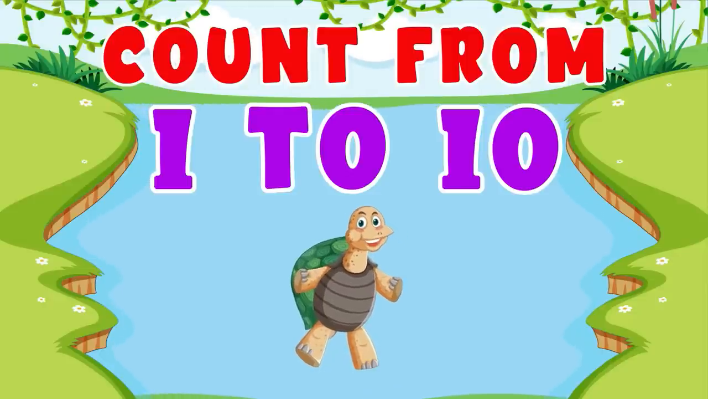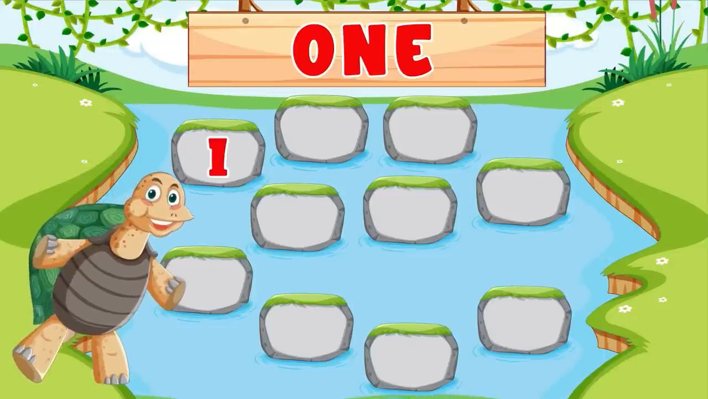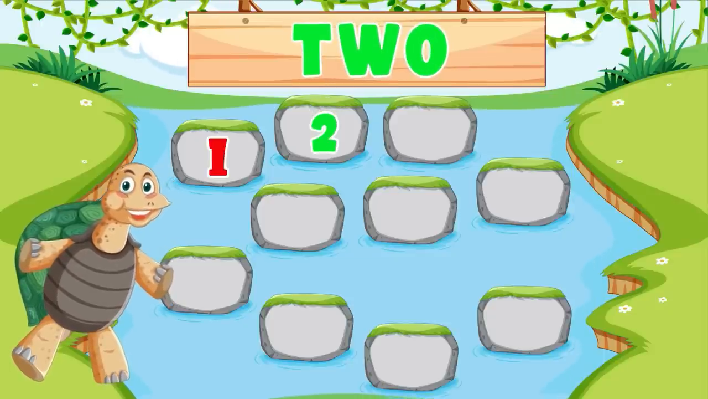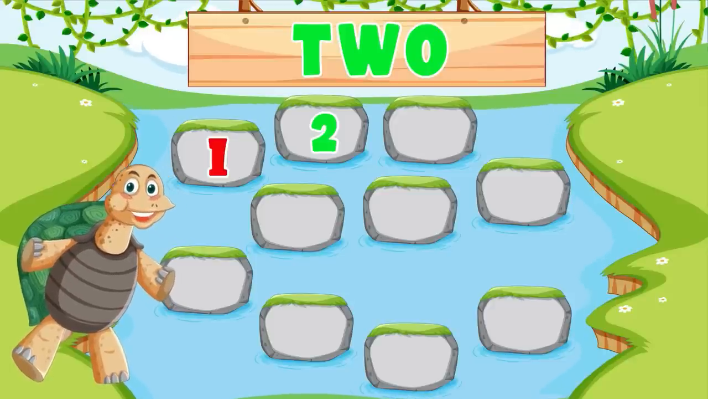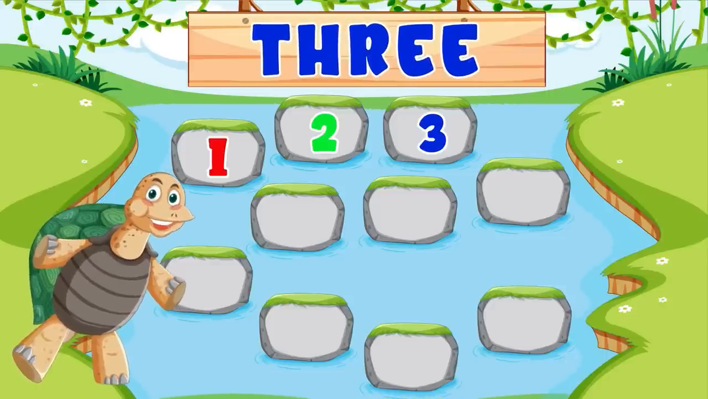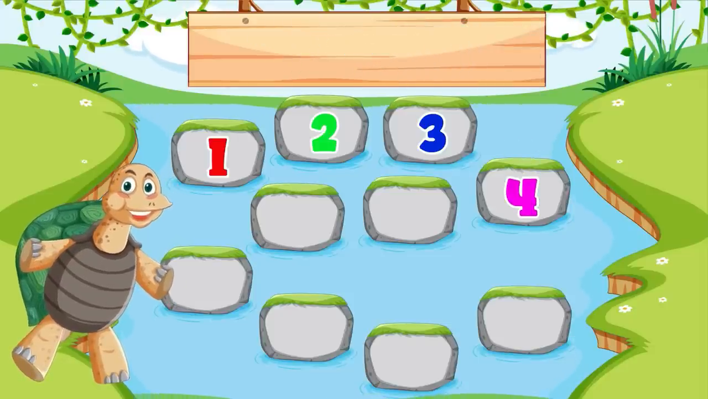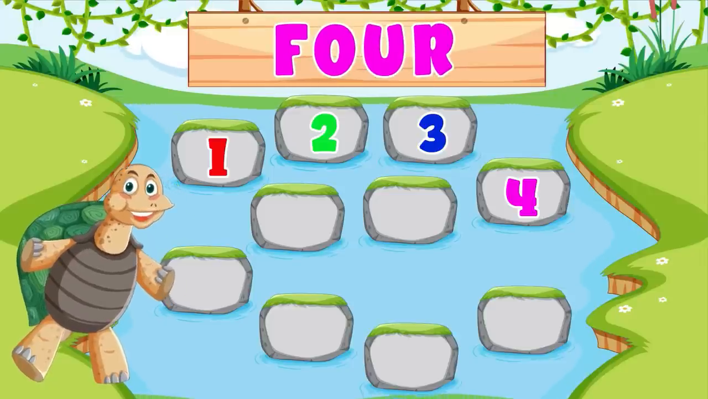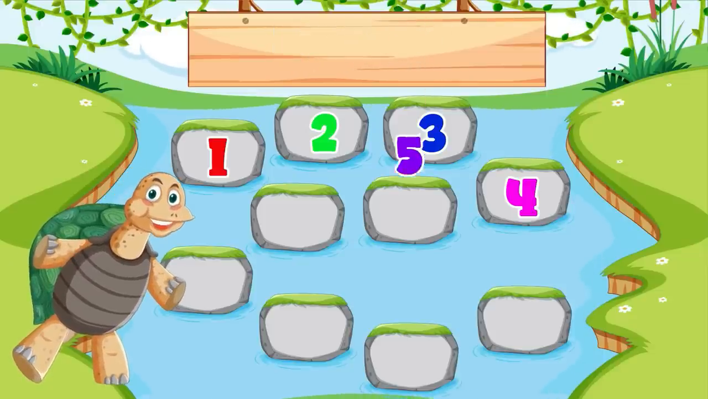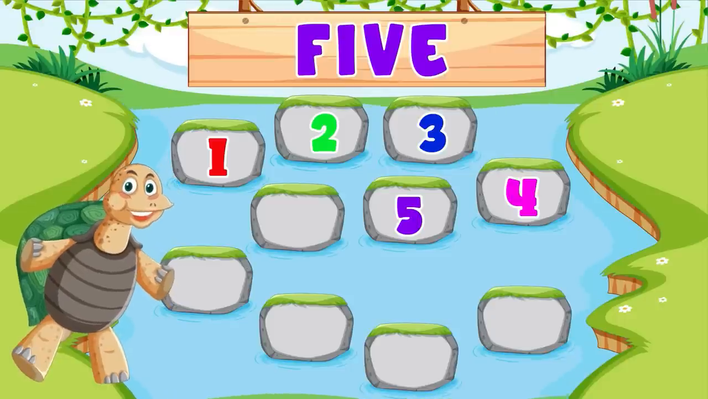Count from 1 to 10. 1. O-N-E. 1. 2. T-W-O. 2. 3. T-H-R-E-E. 3. 4. F-O-U-R. 4. Five. F-I-V-E. Five.